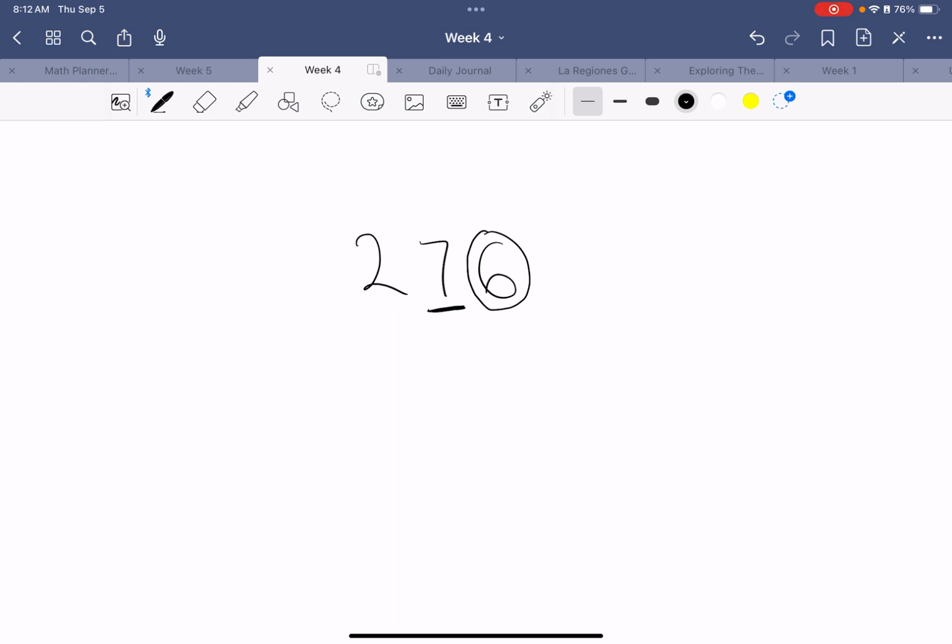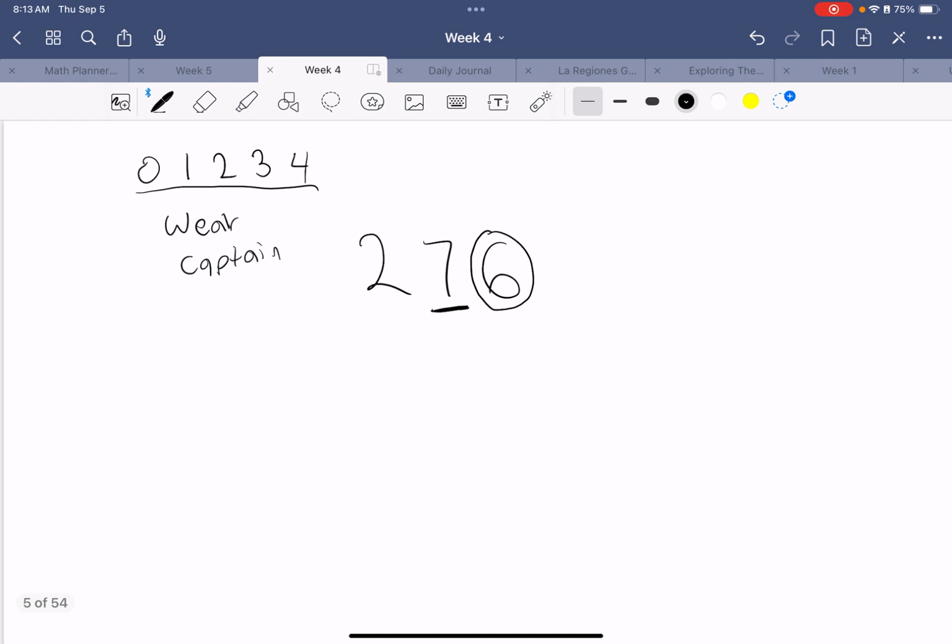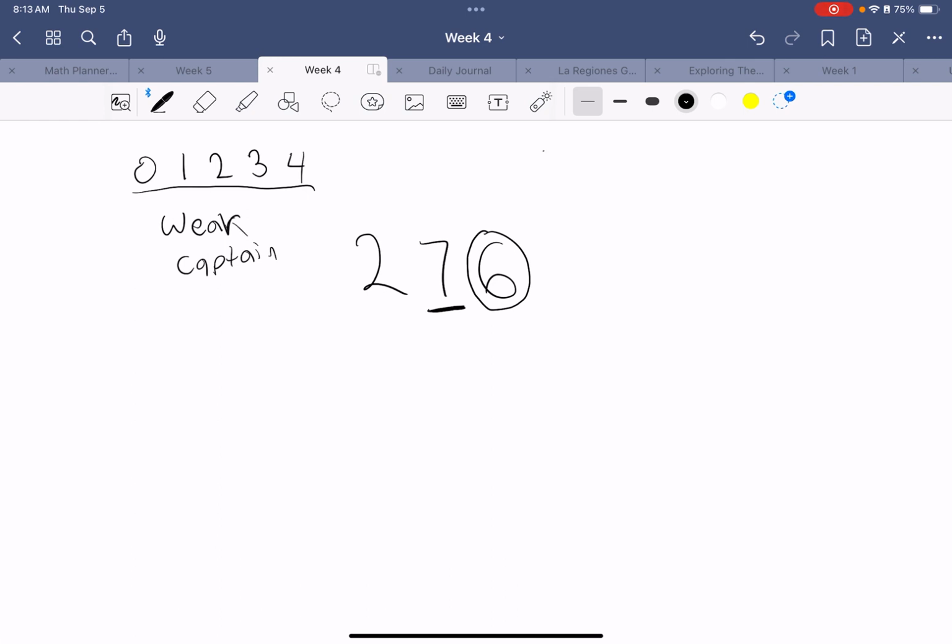So here's what I do. If the number that I circled is a 0, a 1, a 2, a 3, or a 4, I pretty much call it a weak captain. And now if the number is a 5, 6, 7, 8, or 9, I call it a strong captain.